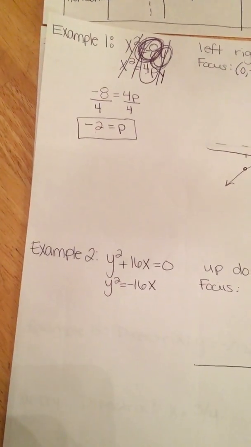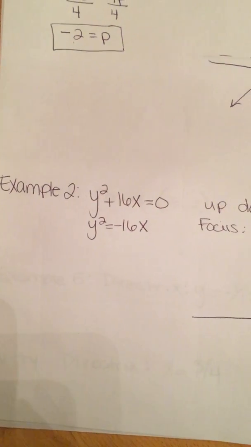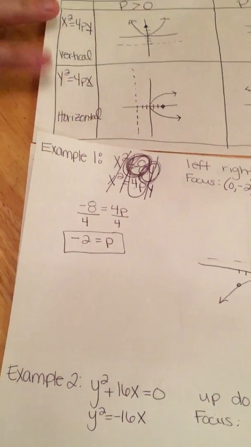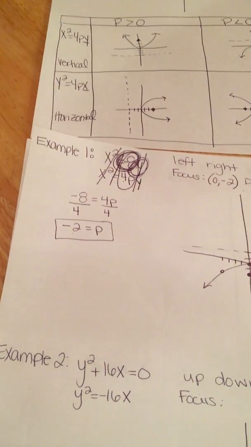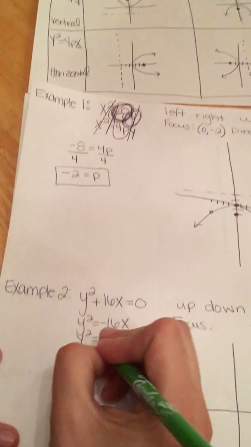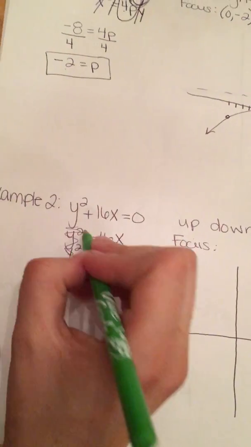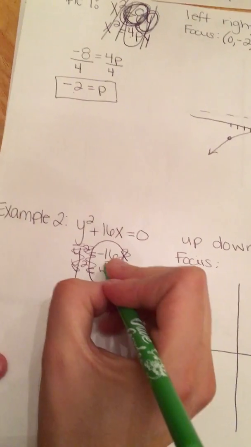So again, go back to your original formulas and pick the one that looks the most similar. So x squared or y squared, which one looks more similar? Okay, so y squared, obviously it looks more similar to this, so y squared equals 4px. Again, get rid of your twins. And then whatever you're left with, set them equal to each other.